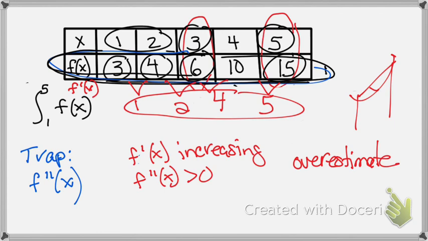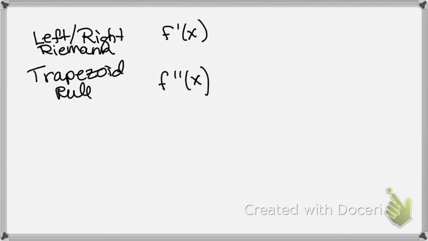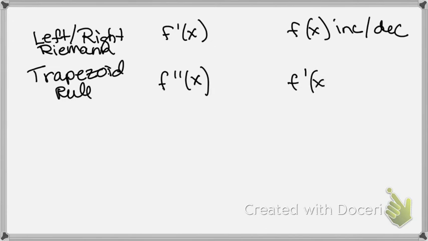To summarize, if you use a left or right Riemann sum, it's the first derivative that you use as justification, or you say the original function is either increasing or decreasing. For a trapezoid rule, you use the second derivative, or first derivative is increasing or decreasing. And again, that's only if they ask you to justify whether your answer is an over or under estimate.